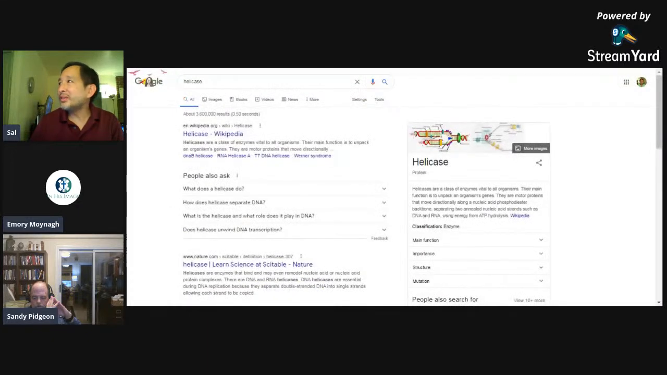Let me see if I can. Problem is, I have so many tabs open now. Helicase. I'm going to have to, if you'll excuse me here, kill some of my tabs so I can actually organize this and sort it out. I think this is what I want. Nope, that's not it. Let me kill this. I would make fun of you for having so many tabs open, Sal, but you wouldn't believe how many I have open. I only have one screen. Oh, I think I found it. Here it is. I'll share the audio.